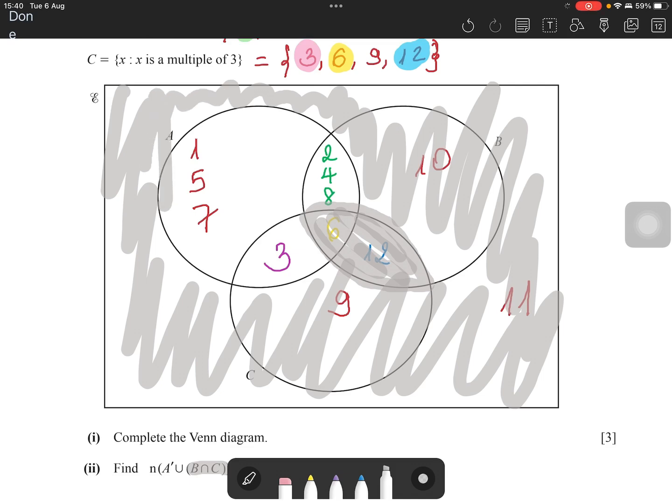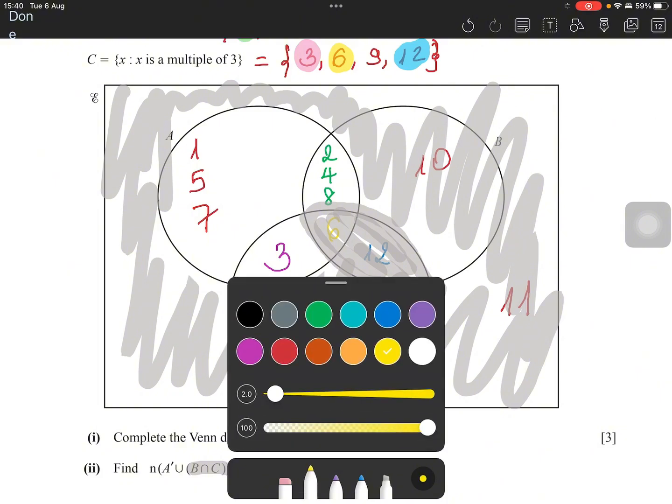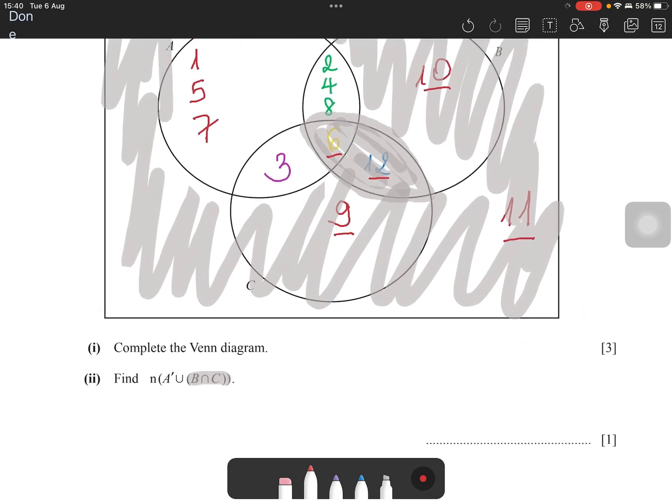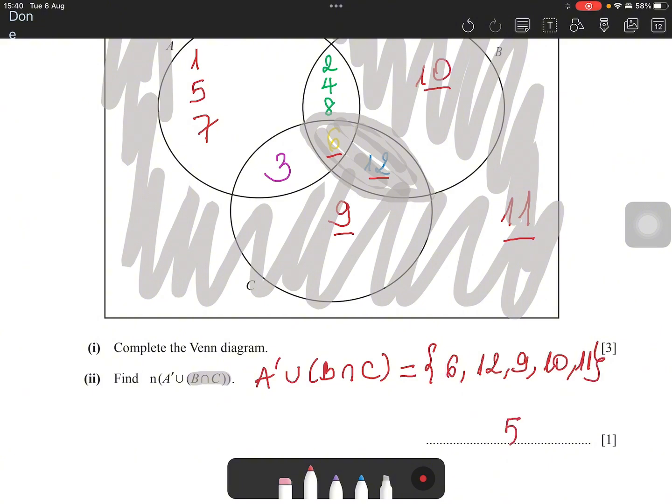And let's count how many elements are in the set. The first one, 9, 2, 3, 4, and 5. So there are 5 elements. The set not A union B intersection C includes 6, 12, 9, 10, and 11. So there are 5 elements in the set.